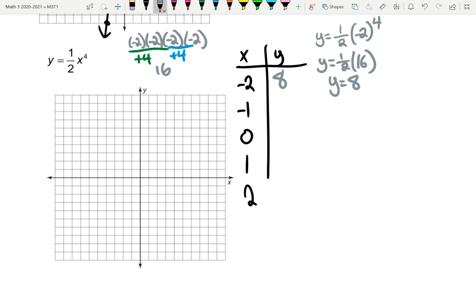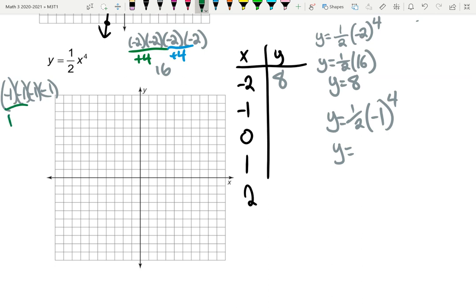Watch what happens when I put an odd input in. Y equals 1/2 times -1 to the 4th. -1 times -1 times -1 times -1 is very similar to what we just did. The first two are going to multiply to be a +1. The second two are going to multiply to be a +1. Now I need to multiply them, and they're going to be 1. So that means I'm left with 1/2 times 1, which is just going to be 1/2.